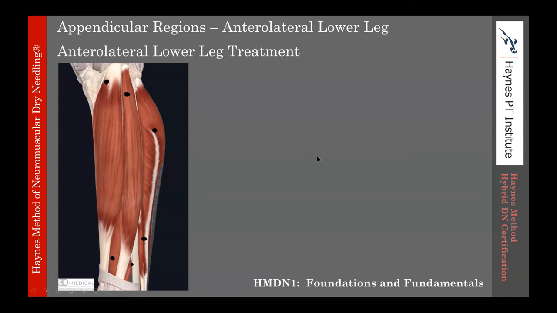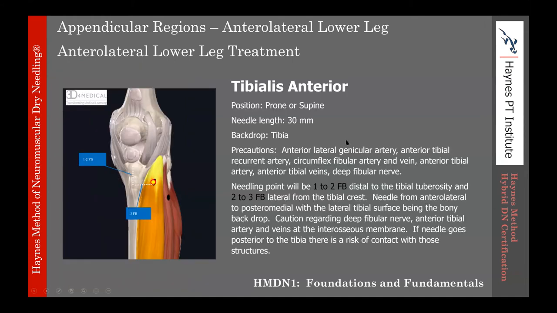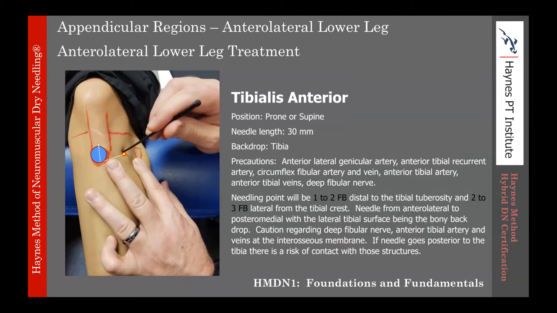So six different structures. We'll start with tibialis anterior. Whether it's shin splints, drop foot, or just some other sort of pain, tib anterior is probably one of the more common ones to needle on the anterolateral aspect. So let's move straight into that. Here, needling point is going to be 1 to 2 finger breadths distal to the tibial tuberosity, and then 2 to 3 finger breadths lateral from the tibial crest. And we're going to just use that lateral tibial surface as the backdrop.